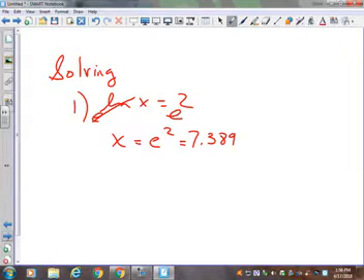Let's look at another one, because that one's really short. Obviously, they might not all be that short. What if I have an exponential this time? What if I have e to the x plus 1 equals 7?